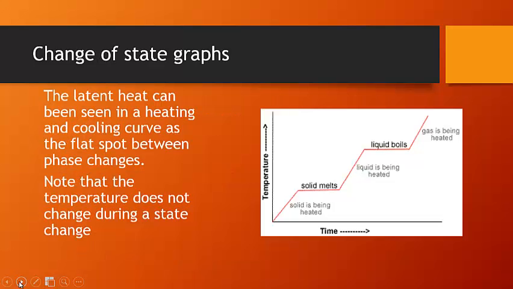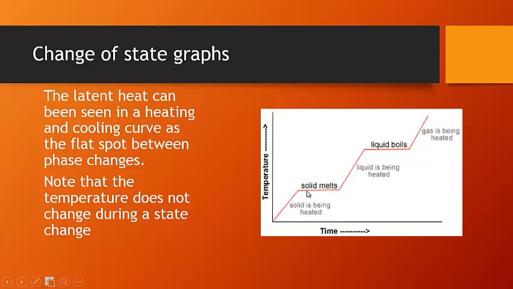This is easier to see from a change of state graph. So if you're given a question where you're not quite sure what you need to include, a change of state graph is a fantastic way of doing it. You have temperature versus time, and as you're heating a solid substance, the temperature increases until it gets to this plateau. This is where the change of state occurs, so solid turns into a liquid.